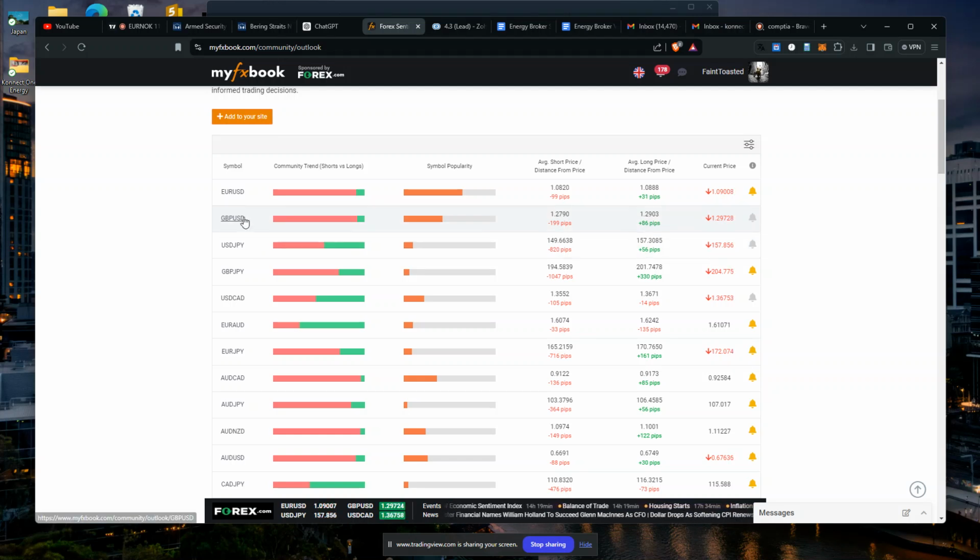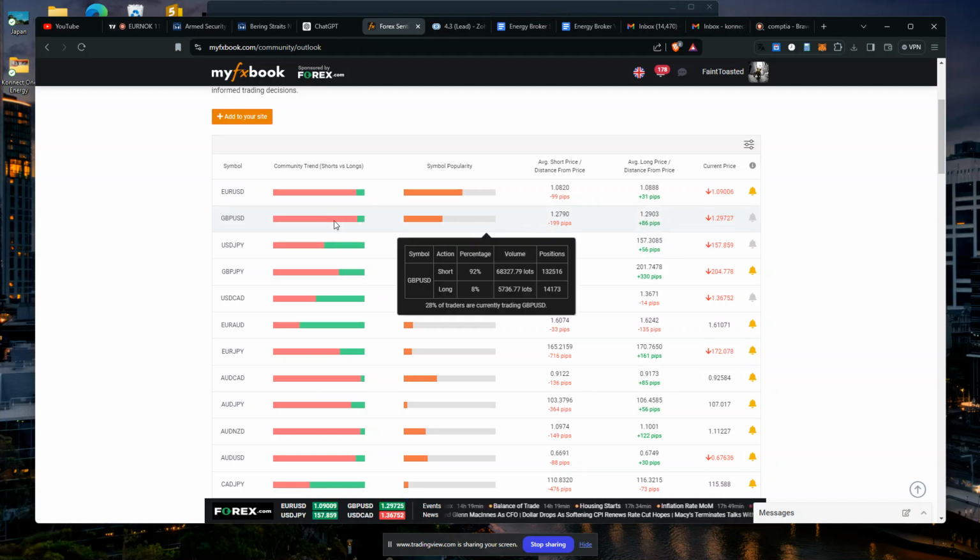Look at this GBP/USD. See how small it is. Only 8% of traders are long. And look, who's winning over here? The long traders. Short traders aren't winning. Why would you sell this?